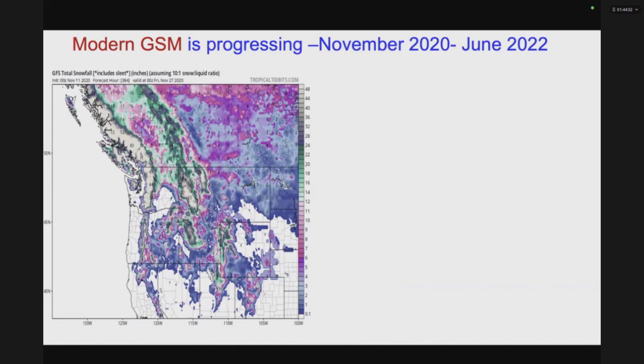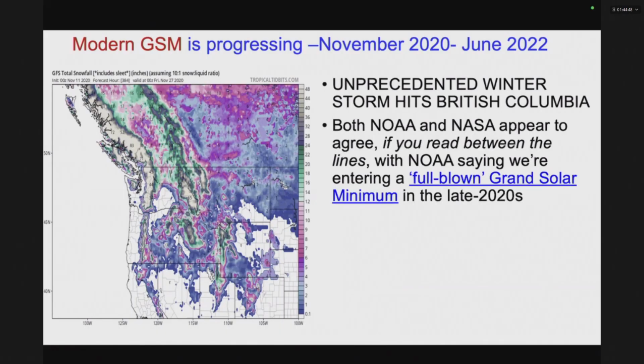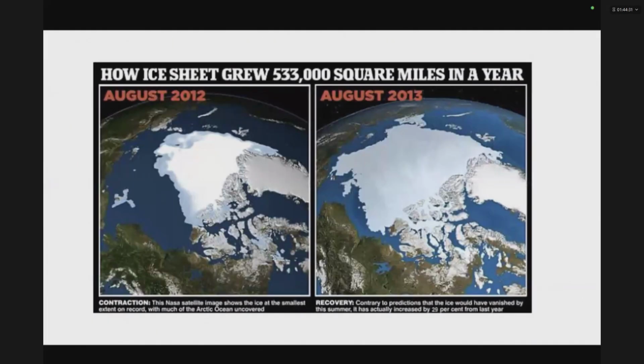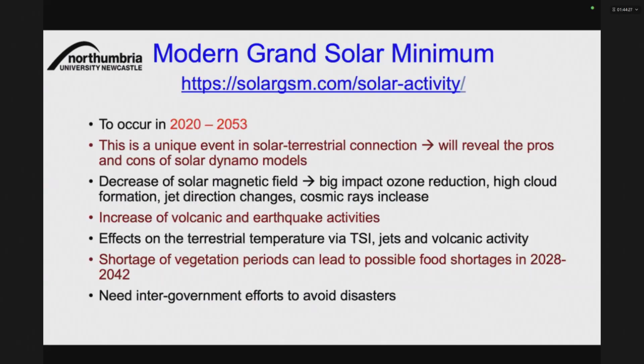We are already in it, and it will be progressing much quicker within the next 30 years. And now even NOAA and NASA appeared to admit that the Sun has entered a full-blown grand solar minimum, in which cycles 25 and 24 were the weakest in 200 years. This is the comparison of the area covered by ice in the Arctic. And these are my conclusions about the grand solar minimum.